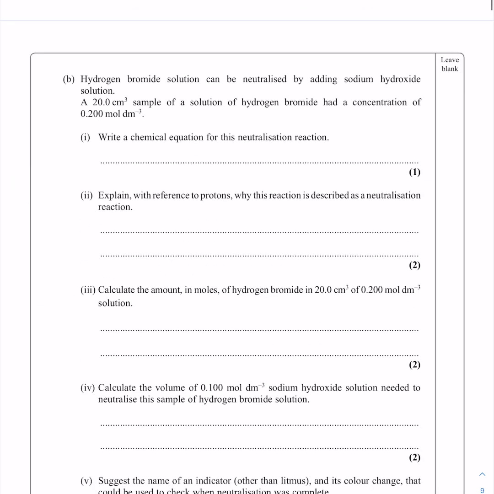Question B. Hydrogen bromide solution can be neutralized by adding sodium hydroxide solution. A 20 cubic centimeter sample, so this is the volume, of hydrogen bromide has a concentration of 0.200 mole per cubic decimeter. Question I. Write a chemical equation for this neutralization. The hydrogen bromide solution, which is hydrobromic acid, when neutralized with sodium hydroxide NaOH, gives NaBr salt, which is sodium bromide, plus water.